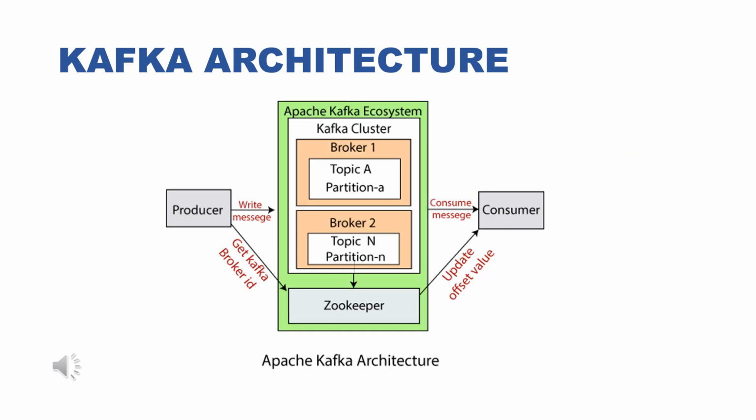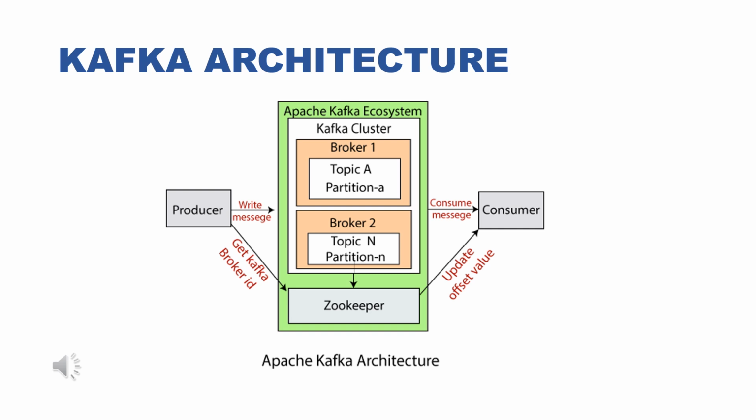This is the Kafka architecture. We have a producer and we have a consumer. The producer is writing a message and the consumer is consuming a message. We have the zookeeper at the bottom. It gets the Kafka broker ID from the producer and updates its offset value to the consumer. In the Kafka ecosystem, all these three things are present: the Kafka cluster, brokers, and zookeeper.